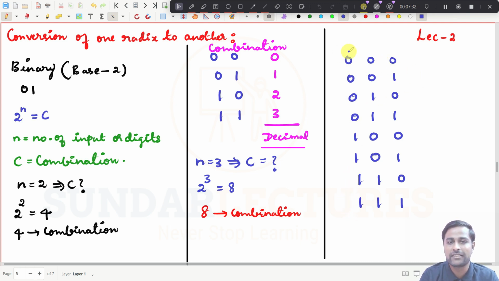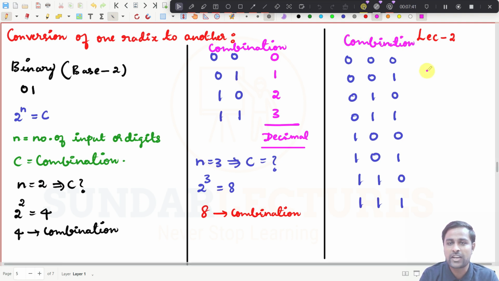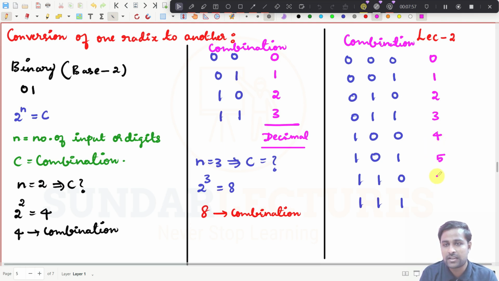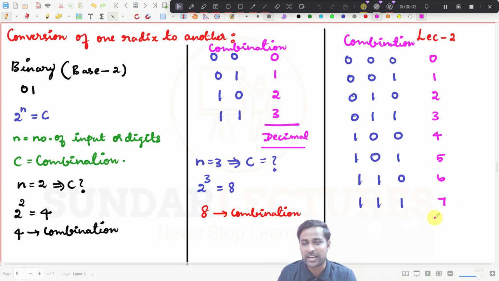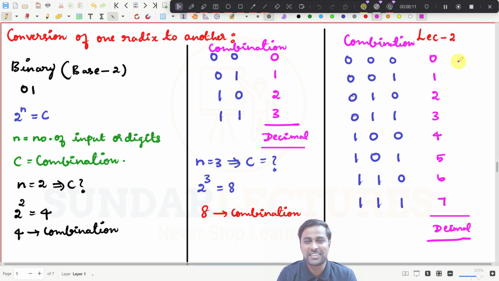How many combinations are there? See here. How many combinations are there? 1 2 3 4 5 6 7 8. You are getting 8. So you see here, this is 0, this is 1, this is 2, this is 3, this is 4, this is 5, this is 6, and this is 7. And what is this one? This is the equivalent decimal value. Try to understand.